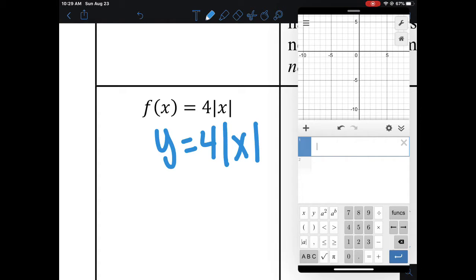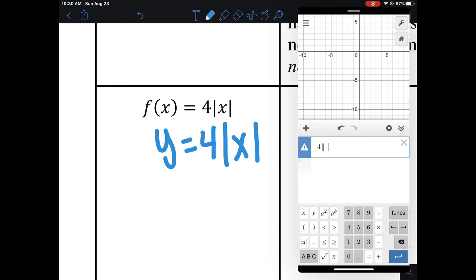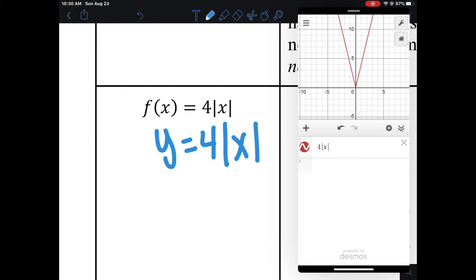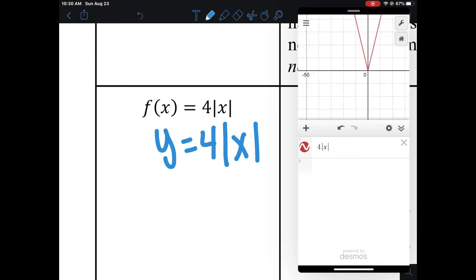So all I need to do is hit the 4, and then watch where the button kind of shades. It's this absolute value. See where it kind of got darker? It's right above the A, B, C. So I'm going to hit that, and then those two lines pop in. And then I'm going to hit x right at the top. And then notice there's our graph. How nice and easy was that? I can zoom in, I can zoom out.